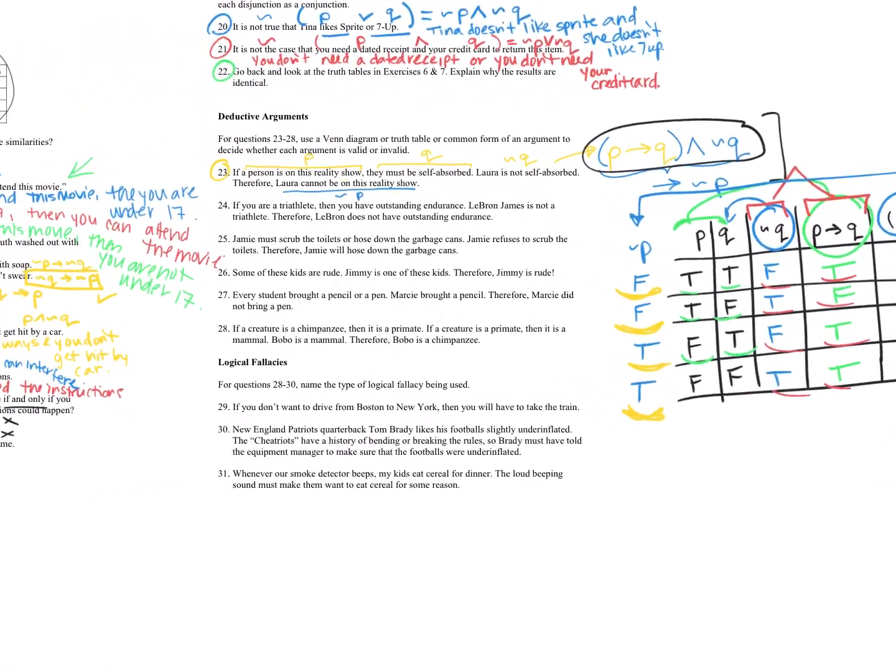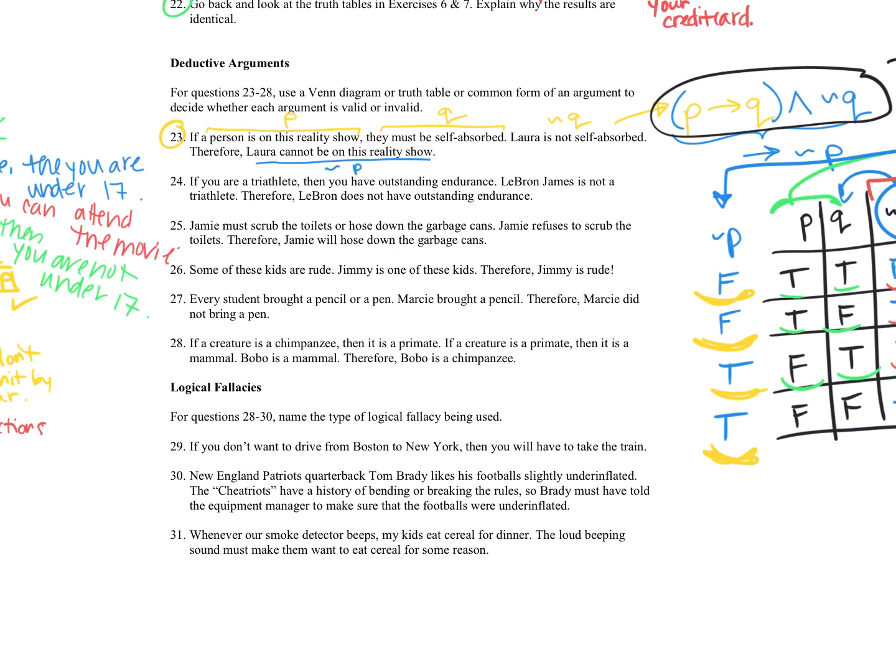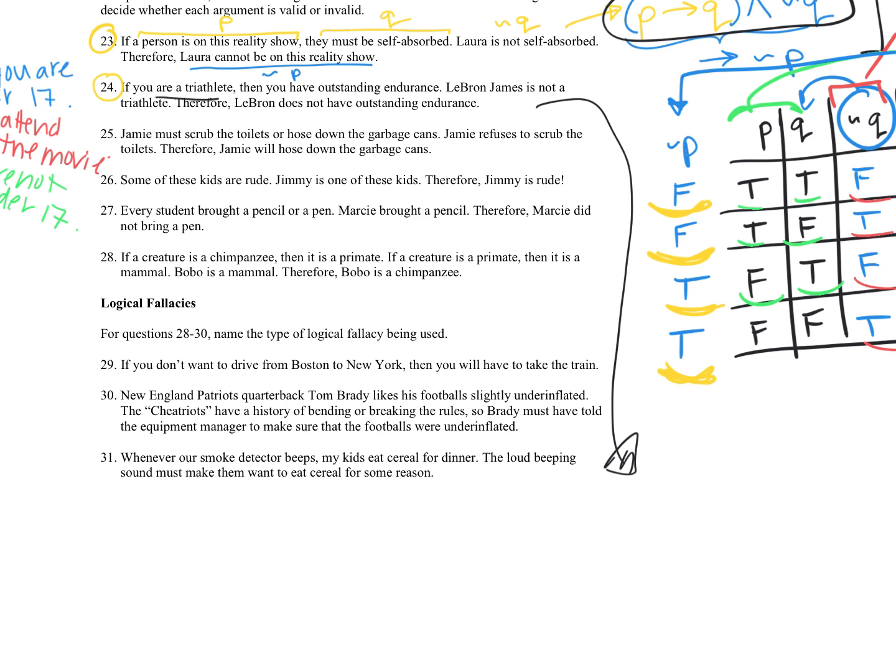All right, let's see. How about we look at 24. And this time we could look at doing it with Venn diagrams. So we're going to scroll down here. It says, if you are a triathlete, then you have outstanding endurance. So let's think about all the people that have outstanding endurance. And inside of that are going to be the people that are triathletes.